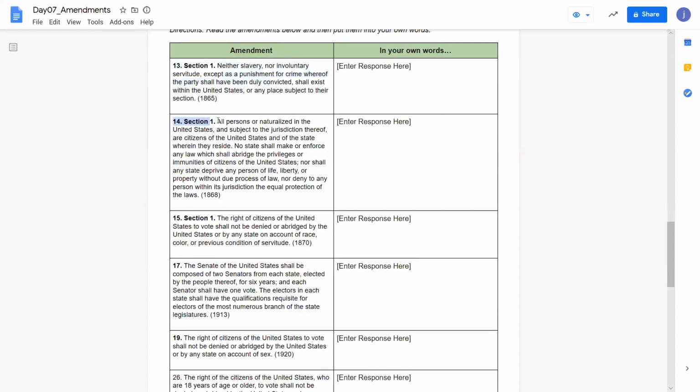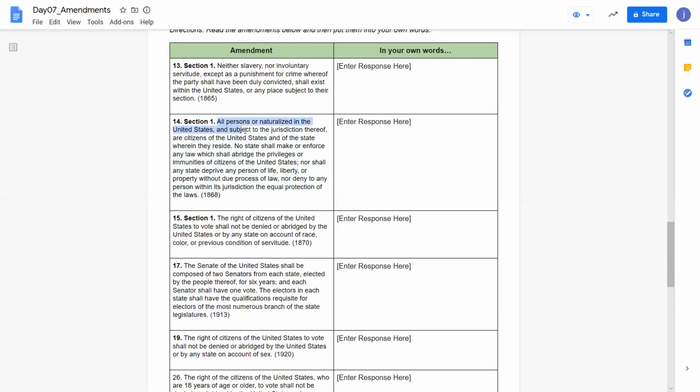Amendment 14, Section 1. All persons born or naturalized in the United States and subject to the jurisdiction thereof are citizens of the United States and of the state wherein they reside. No state shall make or enforce any law which shall abridge the privileges or immunities of the citizens of the United States, nor shall any state deprive any person of life, liberty, or property without due process of law, nor deny to any person within its jurisdiction the equal protection of the laws. Okay.